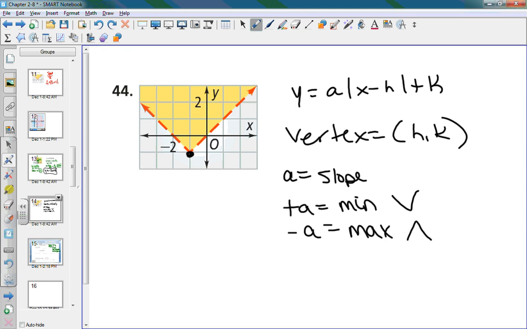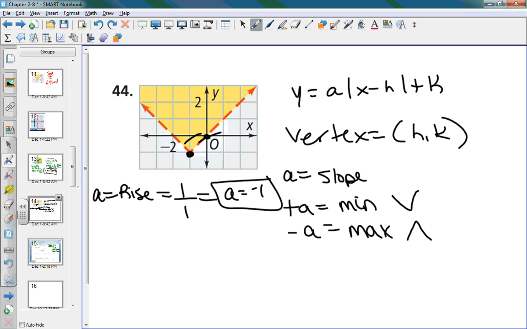Why do I need another point on there? Because what am I going to use? Rise over run. So another point puts me right here. And how many units is there for my rise? 1 unit. And how many units for my run? 1 unit. Now, is A positive or negative? It's going to be positive because I have a V, not a mountain.